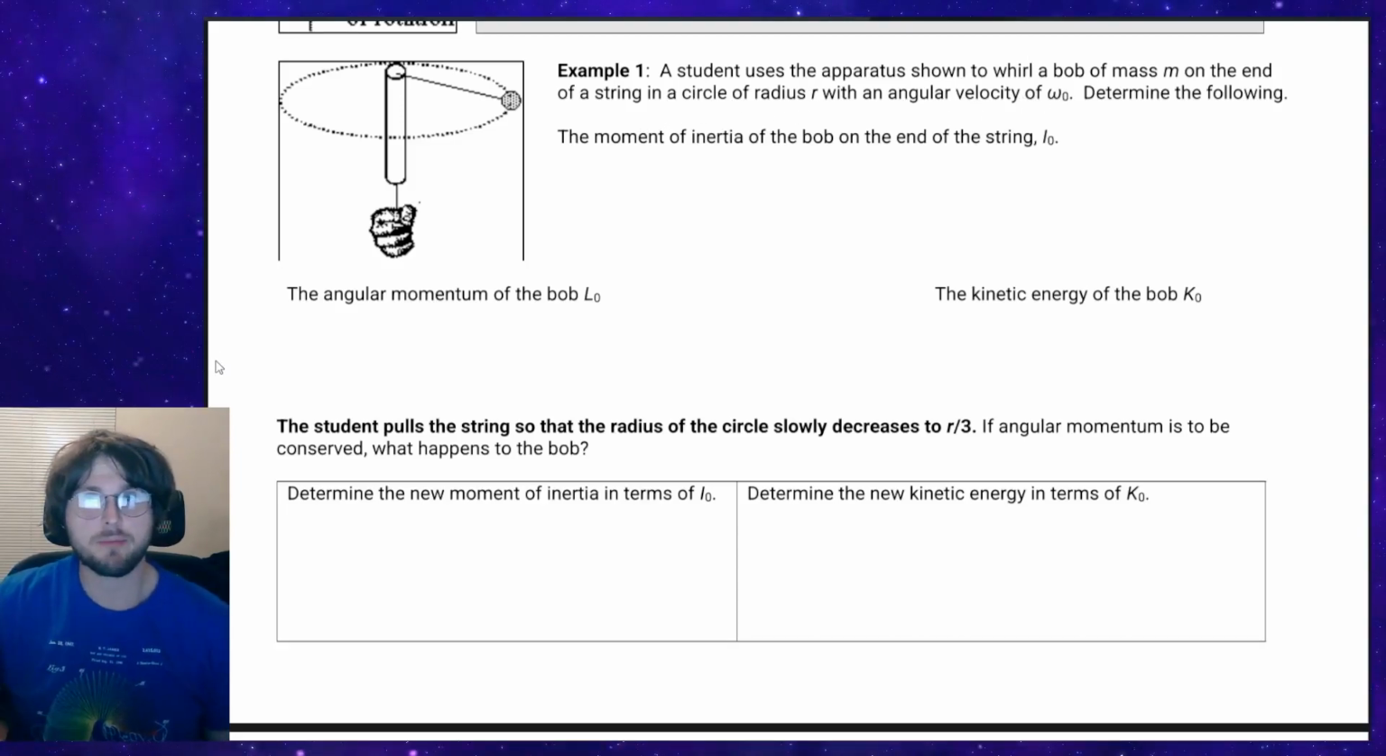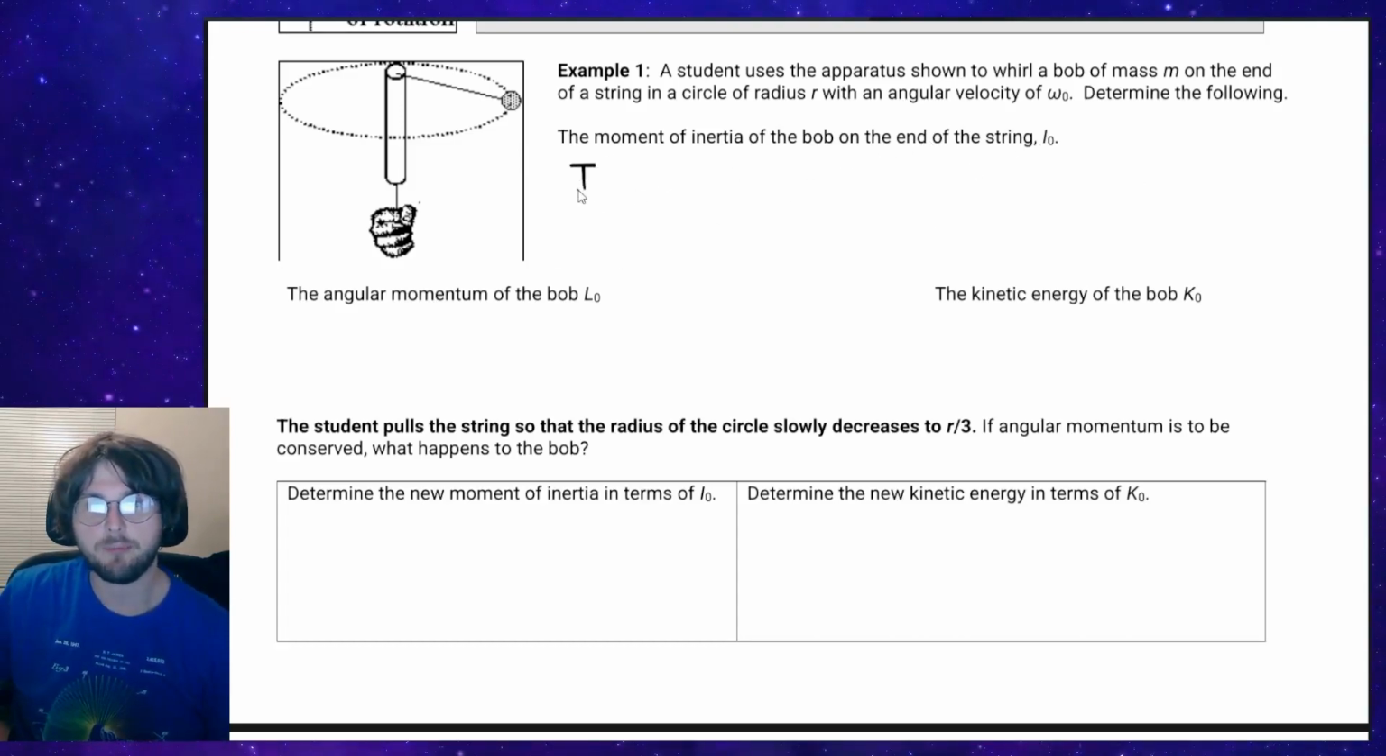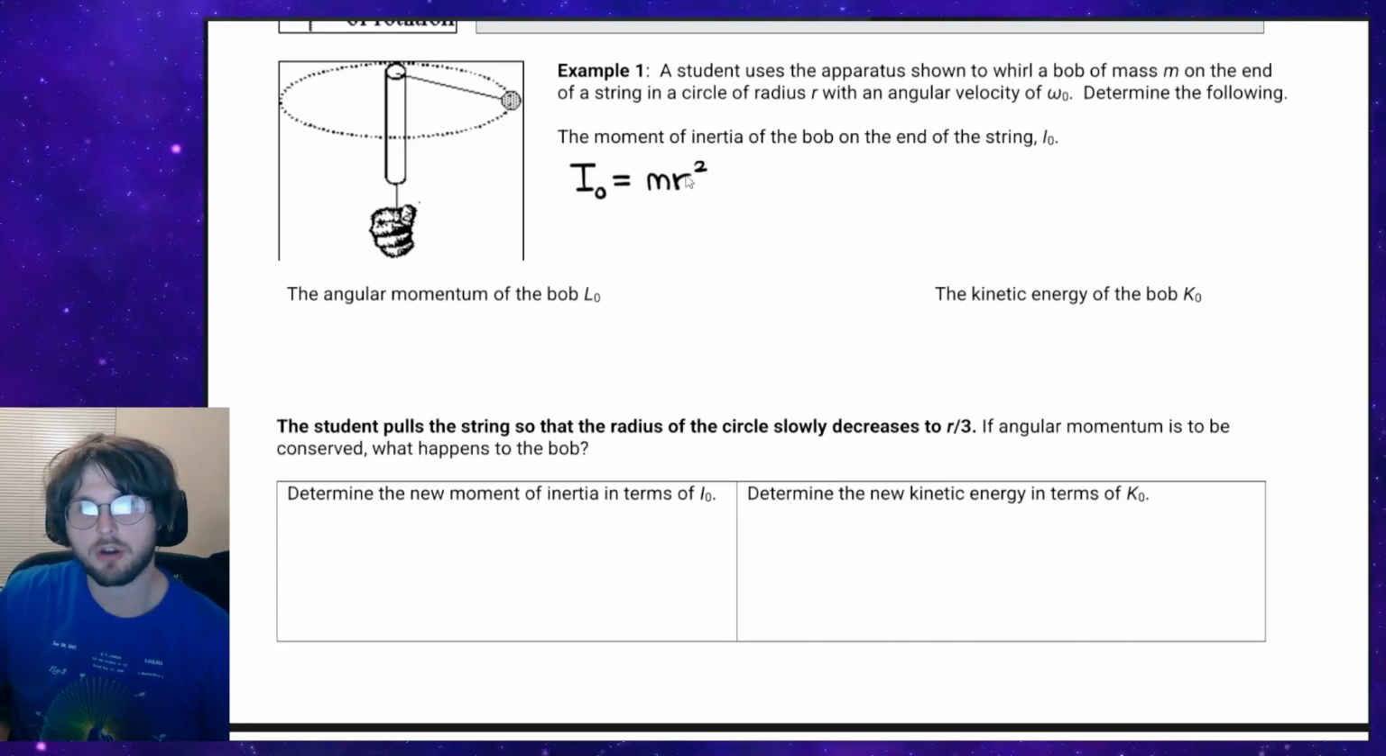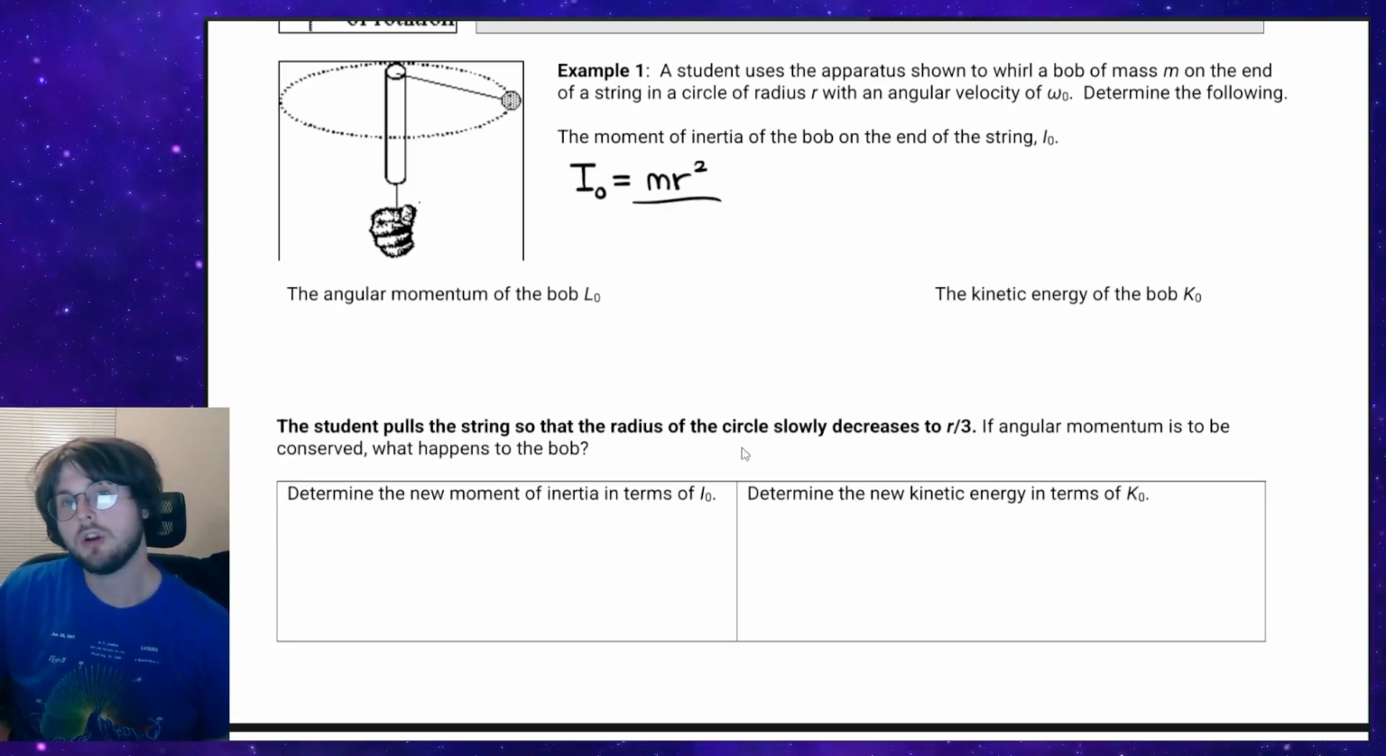So this is a fully symbolic problem. This is very common for what you would see on an AP test. So we're being asked to determine the following. First off being the moment of inertia of the bob on the end of the string, which is represented by I naught. This is nice and easy because really the only thing contributing to the rotational inertia here is this bob, this mass on the end of a string that's massless. So it's a point mass rotating around a singular point of a distance r away. So really that's just going to be mr squared. And that's all we need to do on that first part.